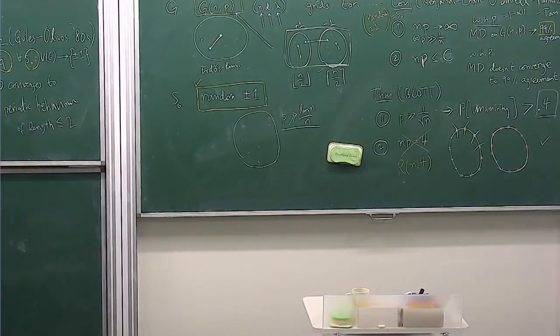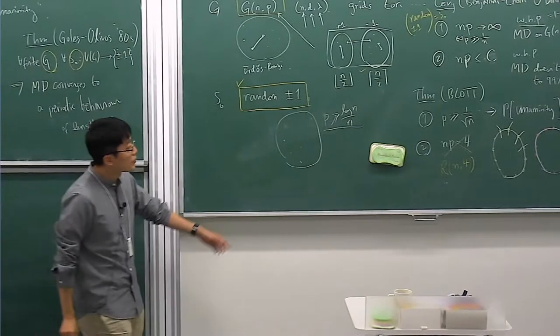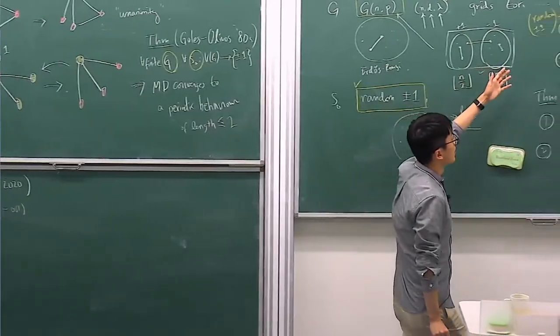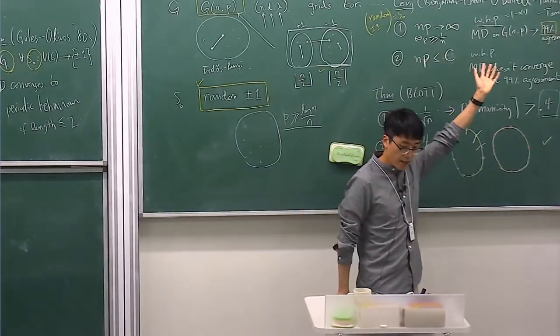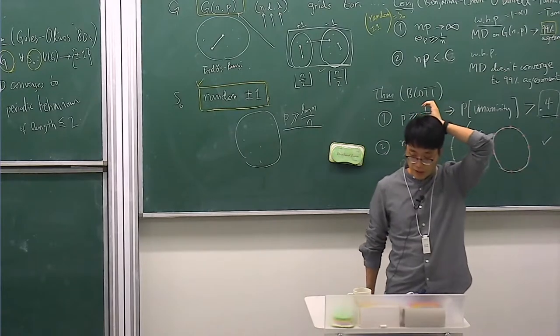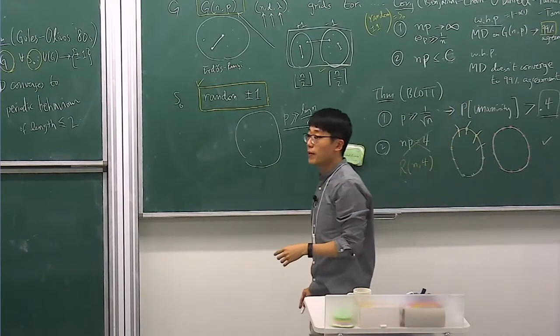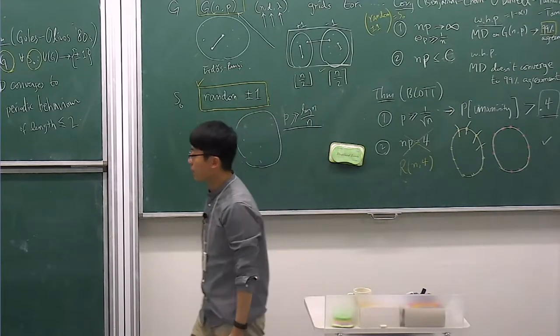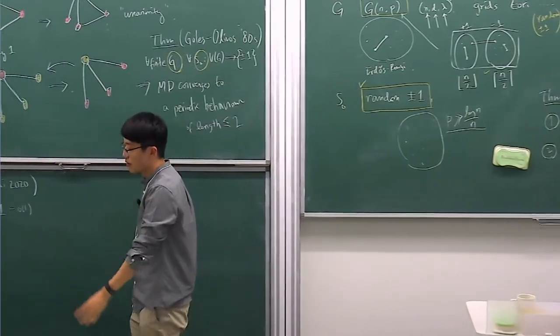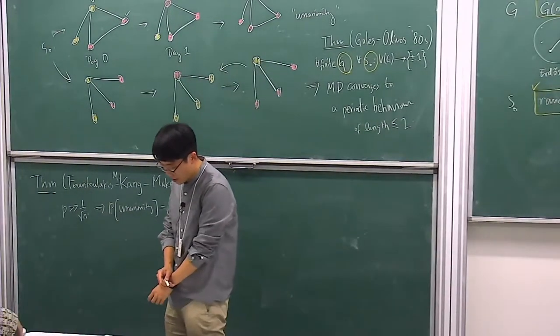So the probability of unanimity now is 1 minus little o of 1. So they proved the conjecture in the region where P is asymptotically larger than 1 over square root of n. So this is a partial result for the conjecture.